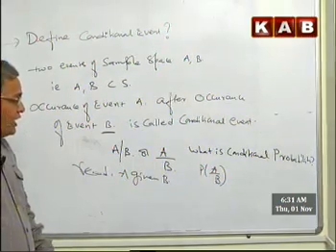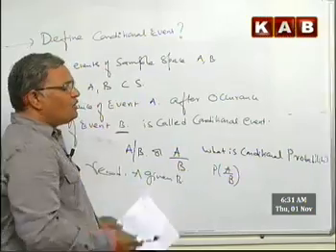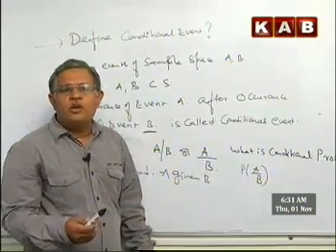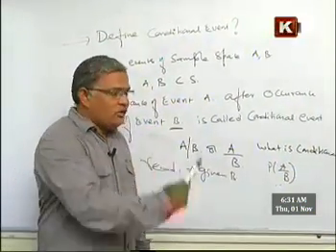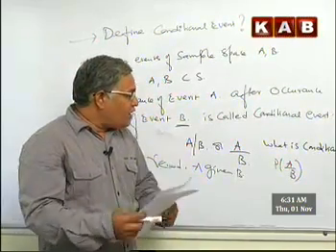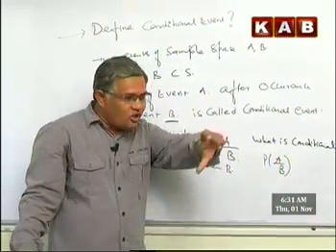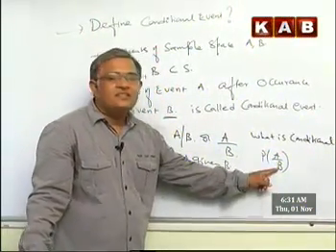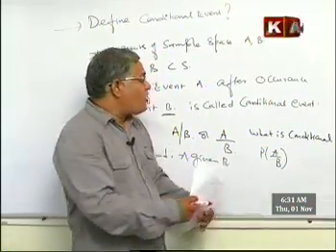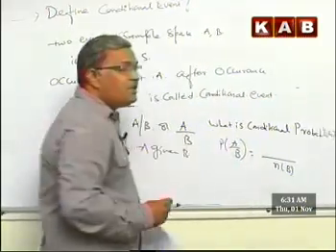Probability of A given B. Whenever you are calculating the probability, you are calculating the number of elements in the sample space. Now, for this conditional probability, the sample space is not the original sample space, but B. The number of elements of B, B becomes the sample space.